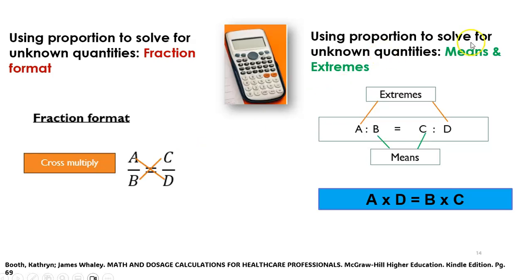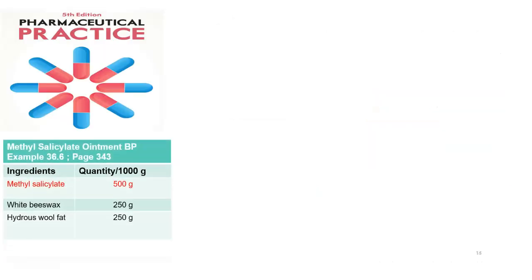So you have really been using means and extremes all this time when you lay out your ratio and proportion without even realizing it. This just is telling you the proper names ascribed to your calculation. So let's look at a calculation from the Pharmaceutical Practice textbook using methyl salicylate ointment as an example.